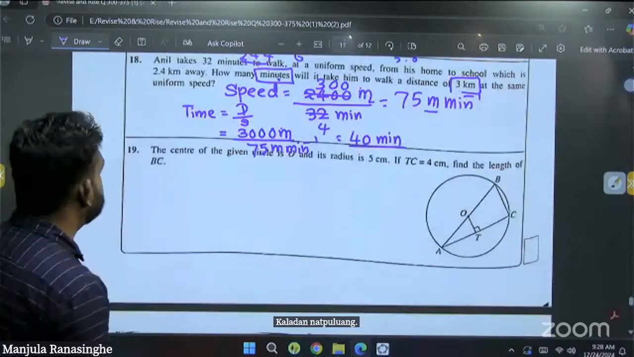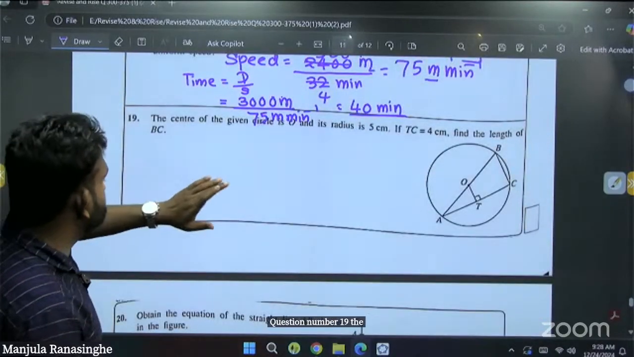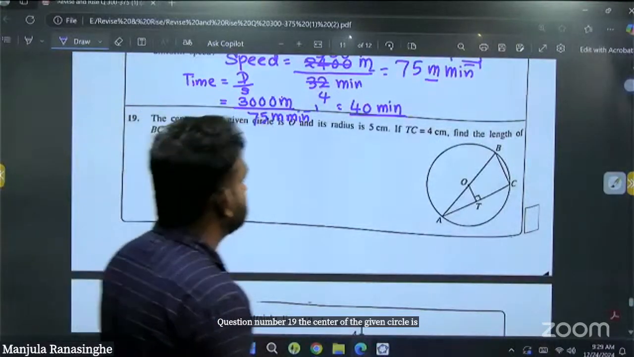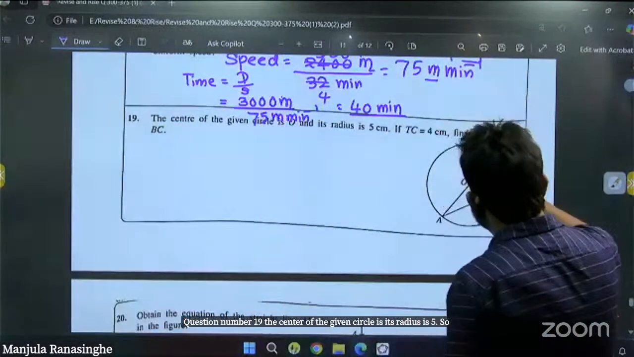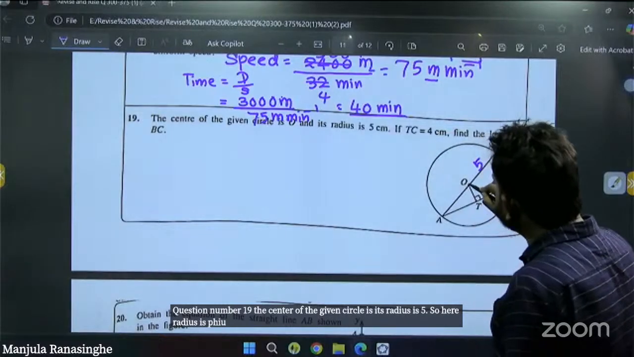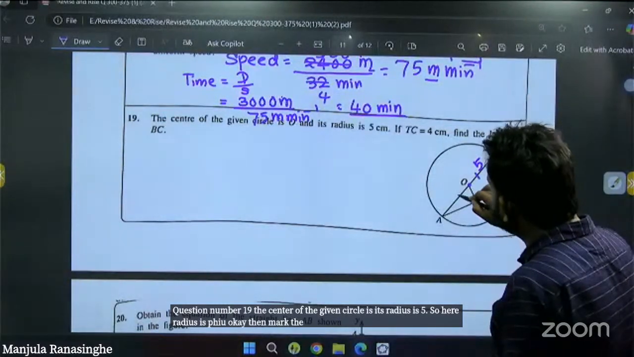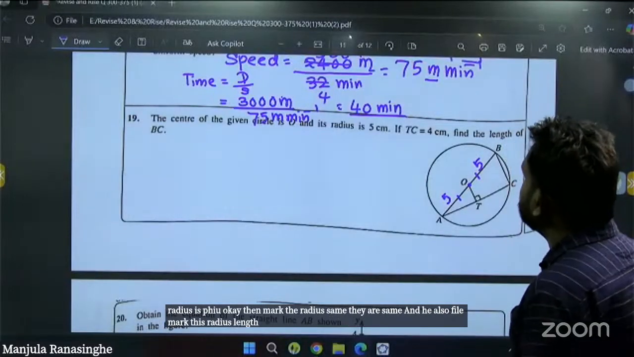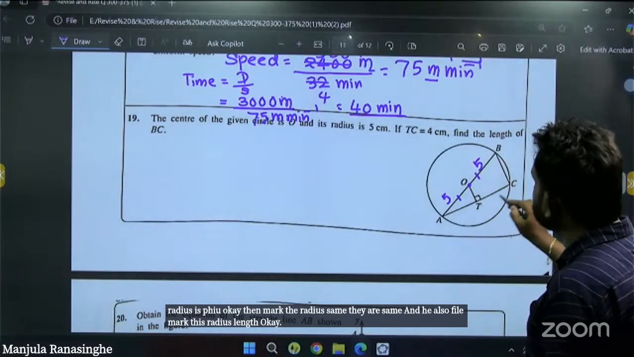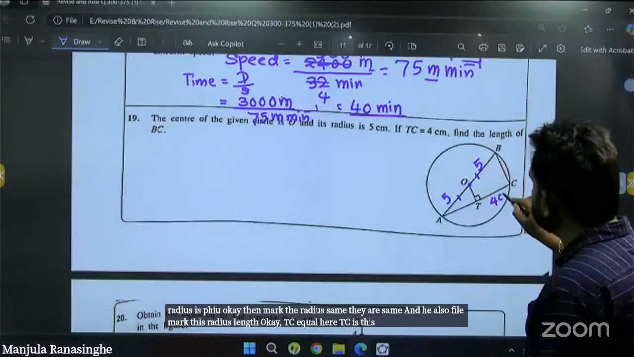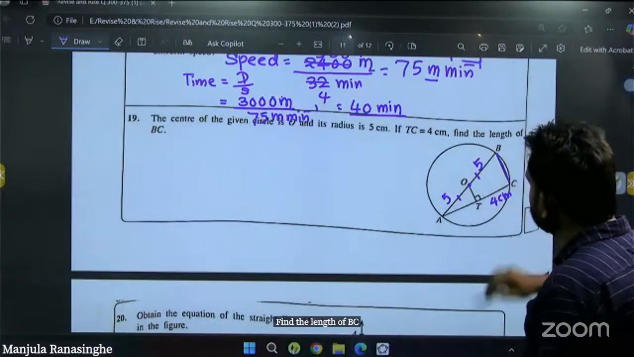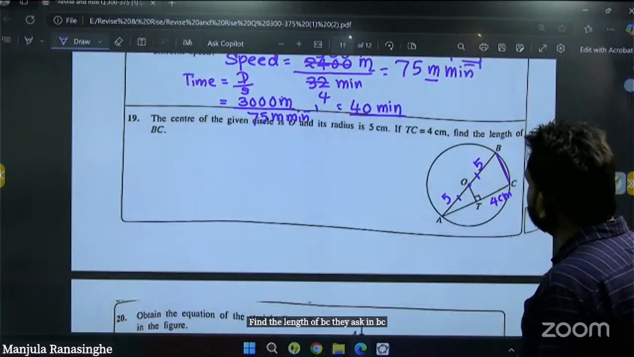Question number 19. The center of the given circle is O. Its radius is 5. So here the radius is 5. Then mark the radius the same. They are the same, and here also 5. Mark the radius length. TC is this one, that is 4 centimeters. Find the length of BC. They are asking for BC.